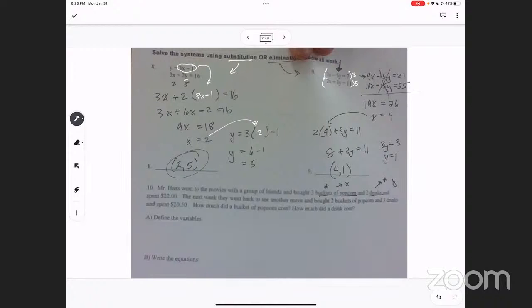And what we do is to define the variables: let X equal the number of buckets of popcorn and let Y equal the number of drinks. So we can write equations for both days. Day 1, we had 3 buckets of popcorn plus 2 drinks, and that cost a total of $22. See how I came up with that? So tell me what the second equation is going to be.